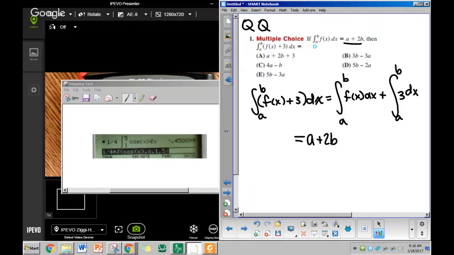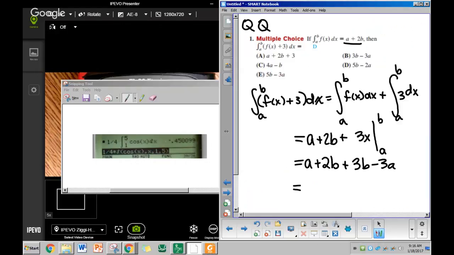and now we can find the antiderivative of this. What's the antiderivative of 3? 3x, right? So this is 3x evaluated between a to b. So this would be a plus 2b plus, I plug b in, I get 3b minus 3a, and we can simplify, and that's what, negative 2a plus 5b.